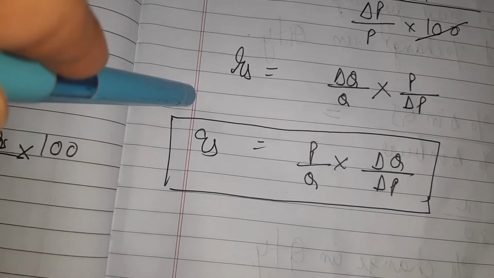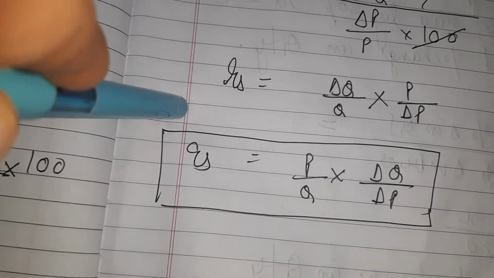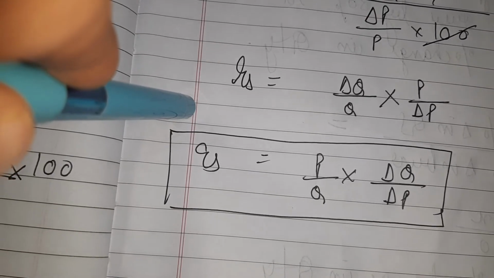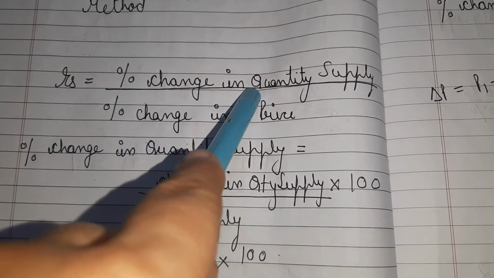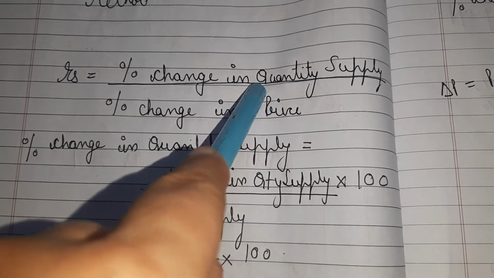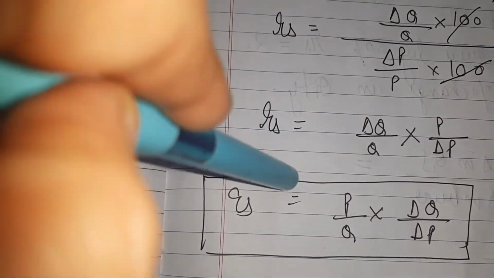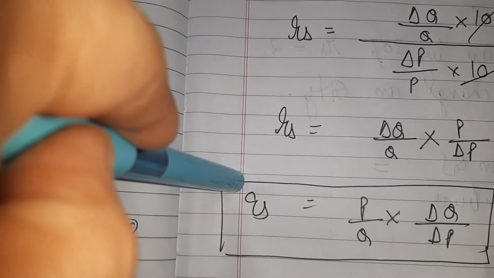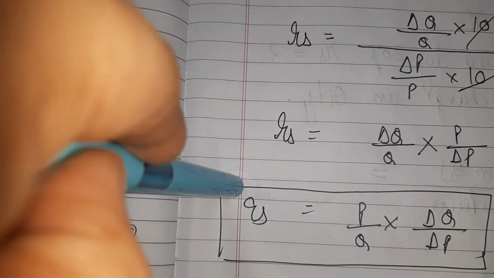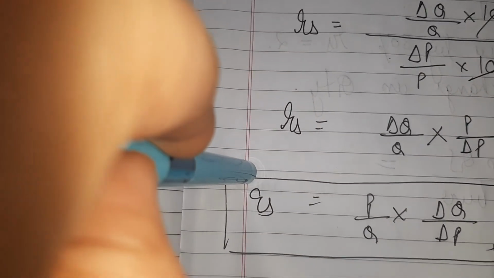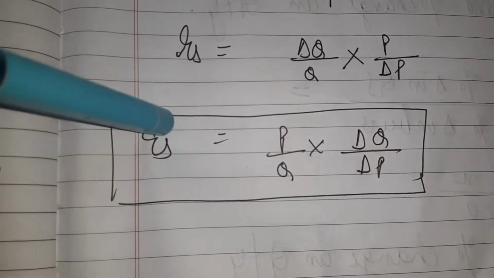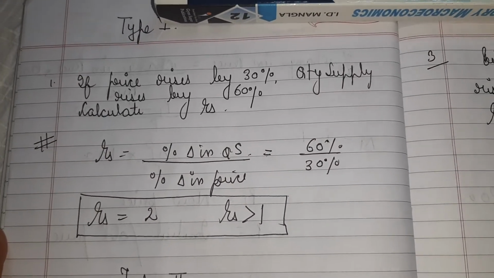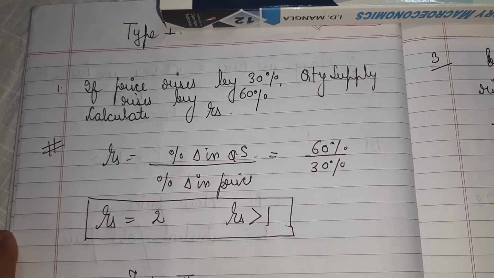Now where to use which formula? That is very simple. If the values are given in percentage, then we are going to use this formula, that is percentage change in quantity supply upon percentage change in price. If the values are not given in percentage, you can use this formula. Whichever you use, your answer will be the same. Either calculate the percentage one with this, or convert the values into percentages, then also you get the same answer. Different types of numericals.